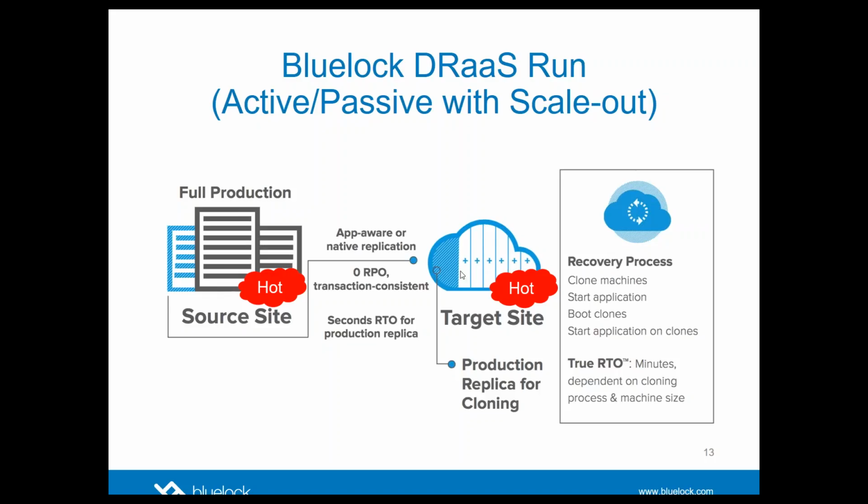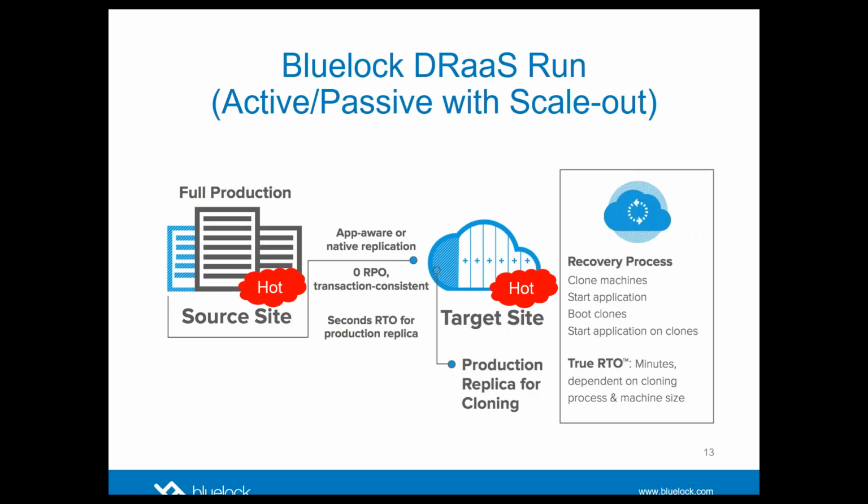And why people do this in the cloud is because you can typically scale the amount of infrastructure you need. So if you have a Microsoft Exchange environment or a SQL database that normally has 4 CPUs and 64 or 128 gigs of RAM, the target site can actually have a much smaller environment, maybe 1 CPU and 4 gigs of RAM, because it's only supporting replication, even though it's technically a hot site.